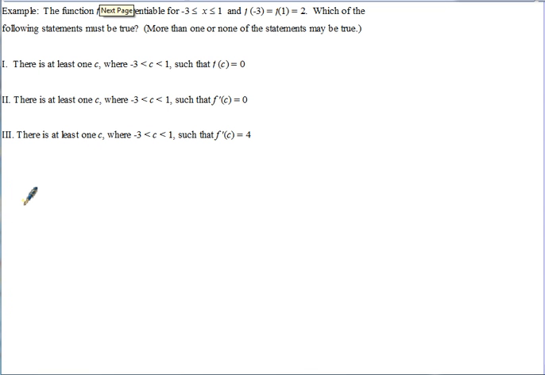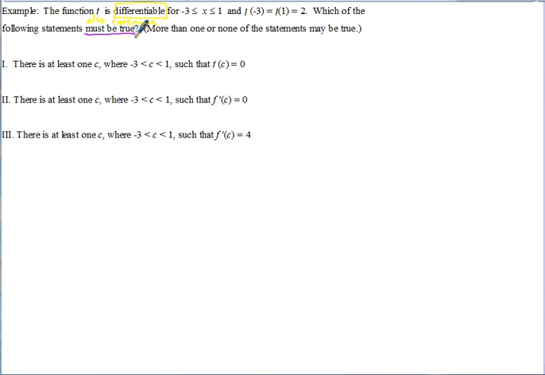All right, now let's take a look at a multiple choice question here. It says the function f is differentiable on the interval negative 3 to 1. So that means it's also continuous. And f of negative 3 equals f of 1 equals 2. Which of the following statements must be true?